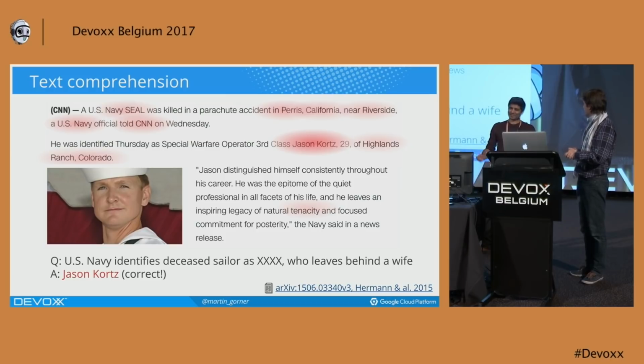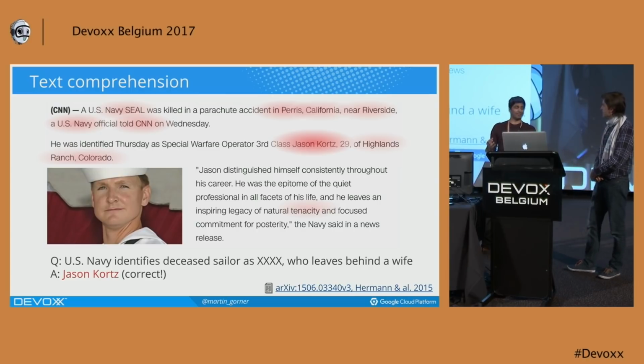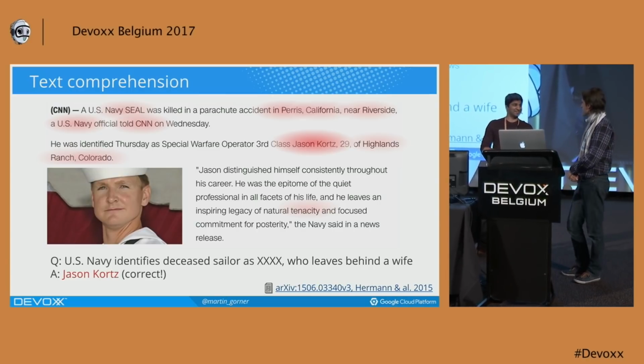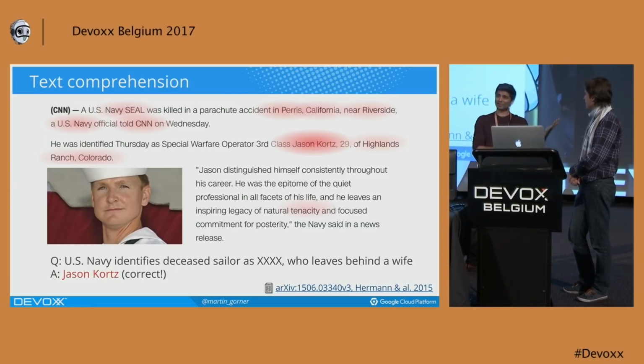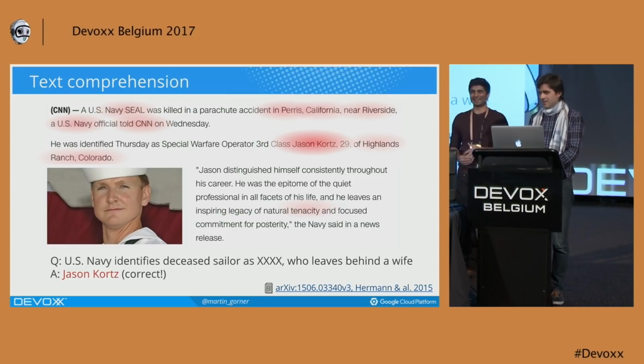How about you? Well, there's lots of interesting research in learning facts about the world, having memory. But one of the most exciting fields in deep learning at the moment for me is reinforcement learning, which is what Martin will be talking about right after the break.